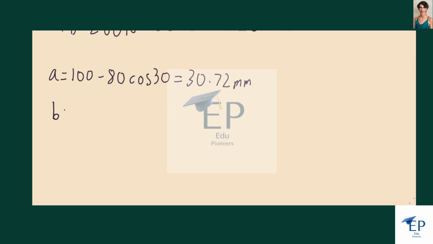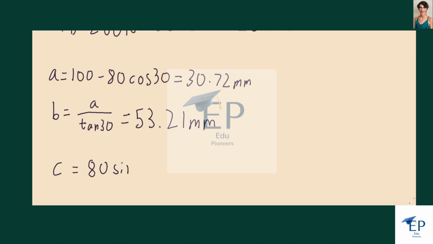For the length B, this will be equal to the length A divided by the tangent of 30 degrees, and this will give us a length of 53.21 millimeters. For our length C, this is going to be equal to 80 times the sine of 30 degrees, and this will give us a length of 40 millimeters.